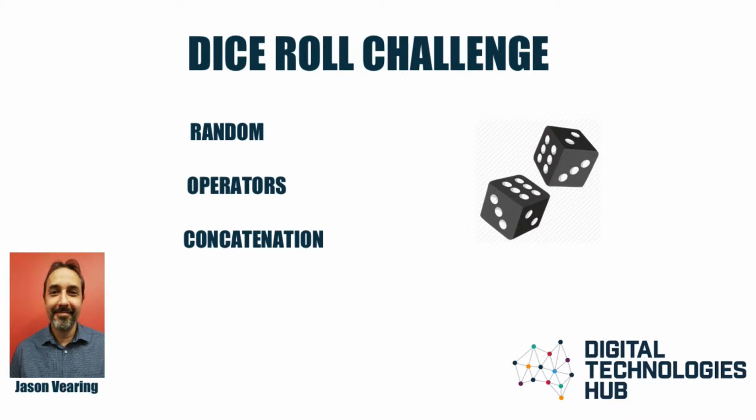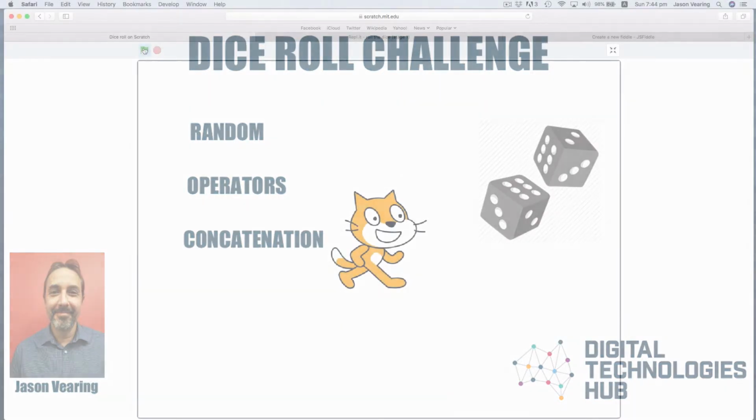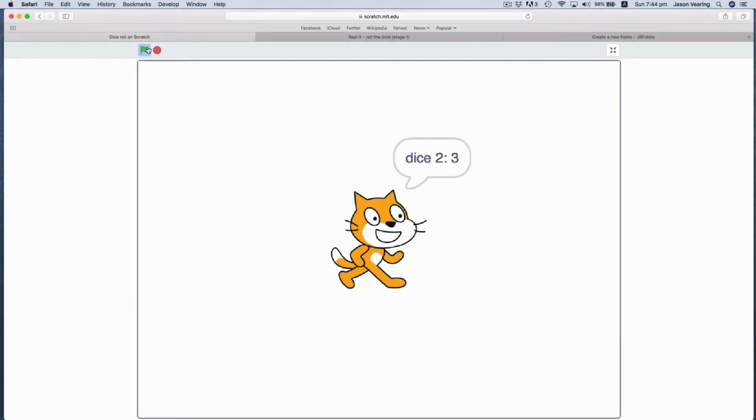Okay, so now we're at the point of trying to consolidate our learning. So here's a challenge for you. Can you make this program? Dice 1 rolls a figure, dice 2 rolls another number, and then the two are totaled together. So have a think about what you need to do for this to happen.